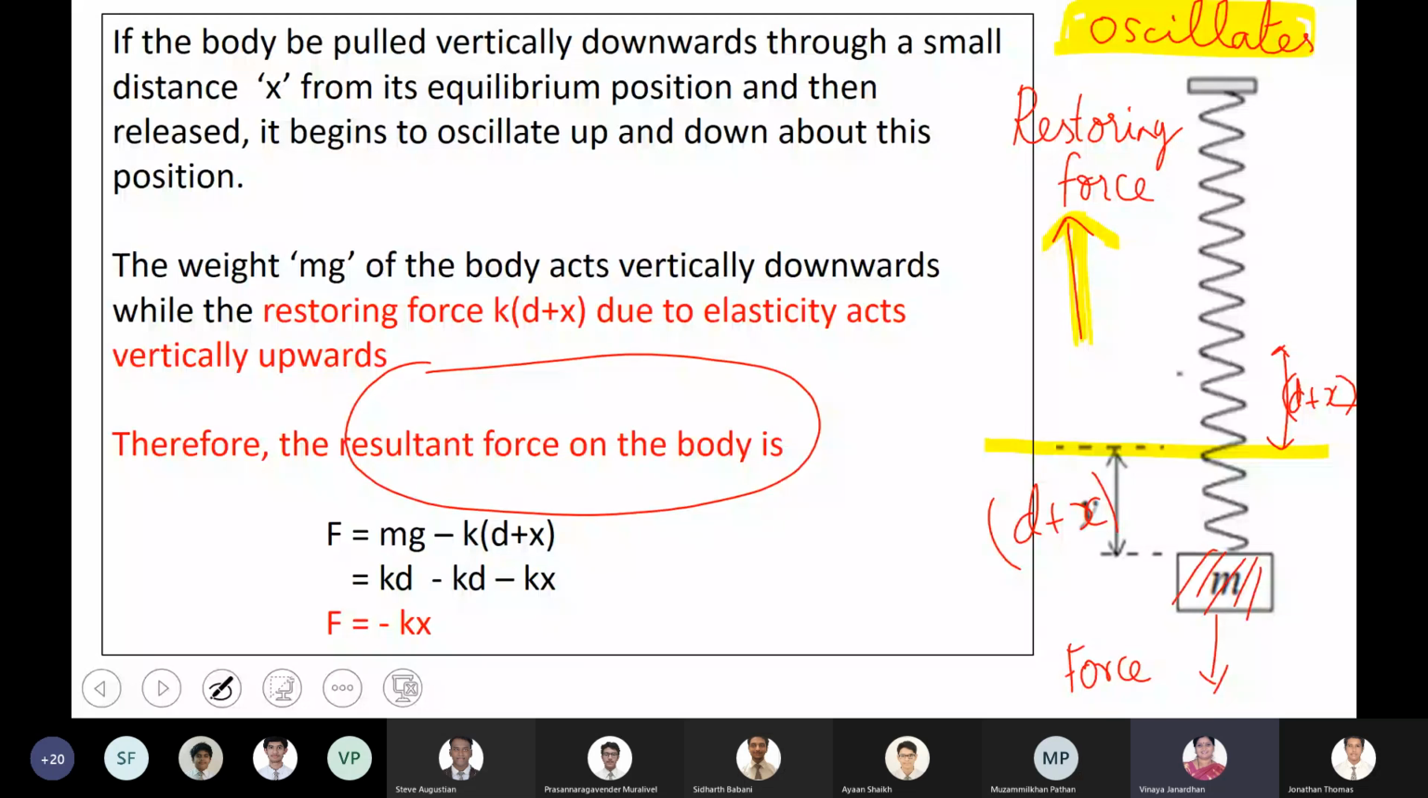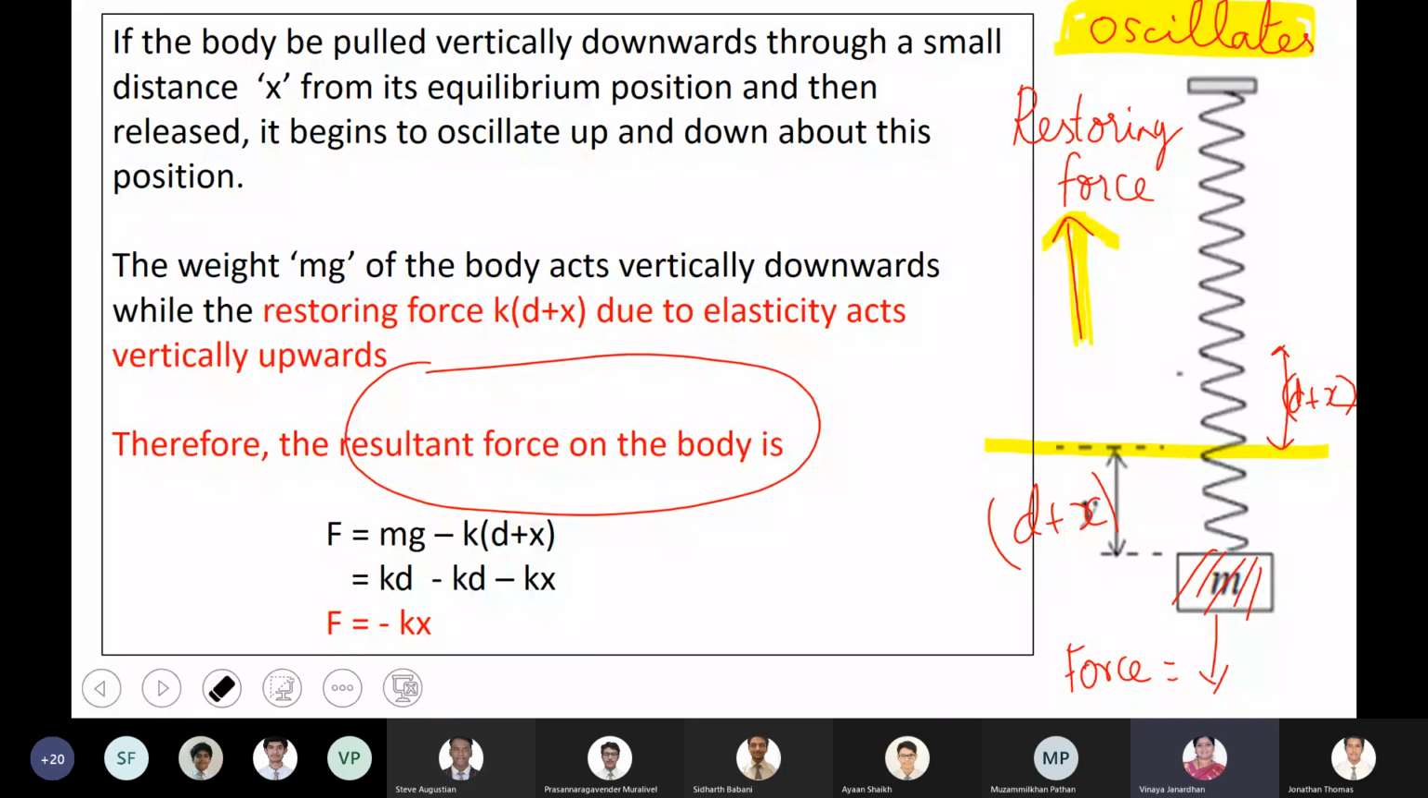One is the force acting in the downward direction. You have applied a force, right? So now the spring is oscillating. When the spring is oscillating, which means it is in motion, there should be a net force acting on the body. When the body is at rest, the force acting on the body will be zero. Now the spring keeps on oscillating about its mean position, so there should be a resultant force acting on the body.